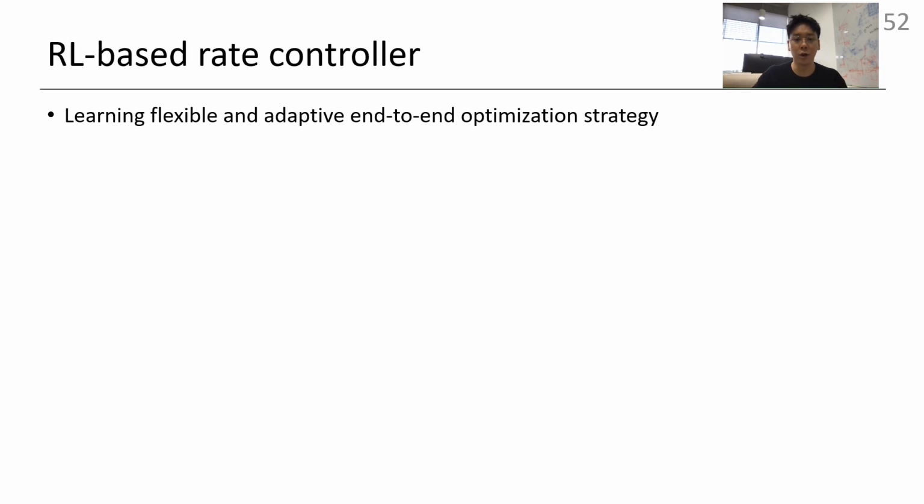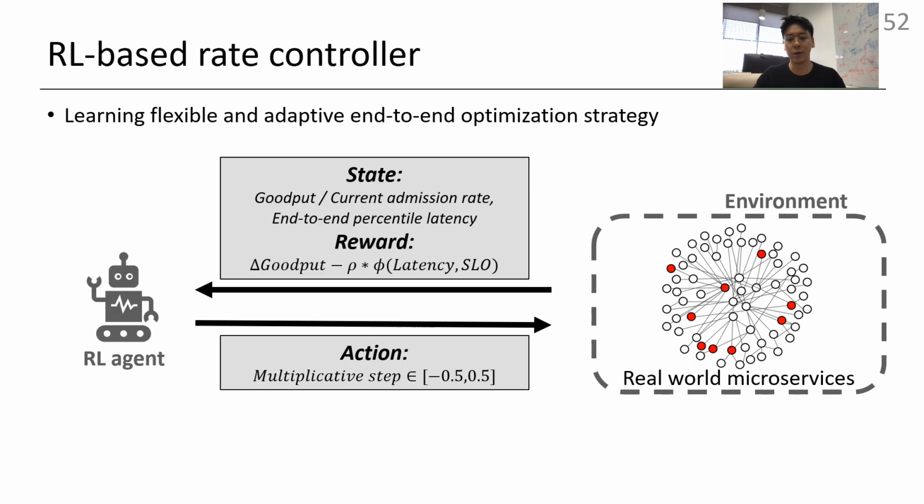To meet the design requirements, we adopted an RL-based rate controller. The state, action, and reward are designed as follows. For the state, RL observes the ratio of throughput to the current rate limit and the end-to-end percentile latency. Action is taken as a multiplicative step size between minus 0.5 and 0.5, which adjusts current rate limits at the entry. Reward is defined as total throughput changes among APIs, with a penalty term for violating a latency SLO. For the model, we have used the PPO model.